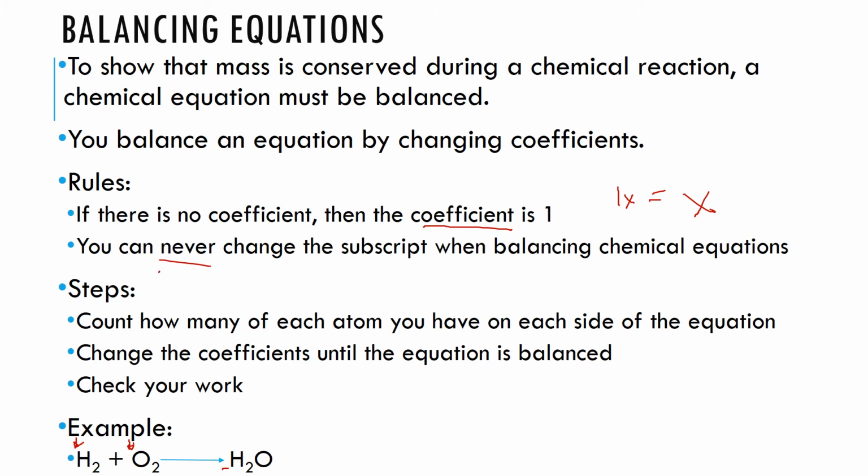This is the most important rule. You can never, ever, ever change the subscript when balancing chemical equations. So these little numbers on the bottom, you cannot change those. They are what they are. They stay the same. You can't insert one on the end, like right here. You can never change that. Okay, so I'm going to go to the next slide. The next slide has the steps on it as well, so you can pause it there if you need to write down the steps.